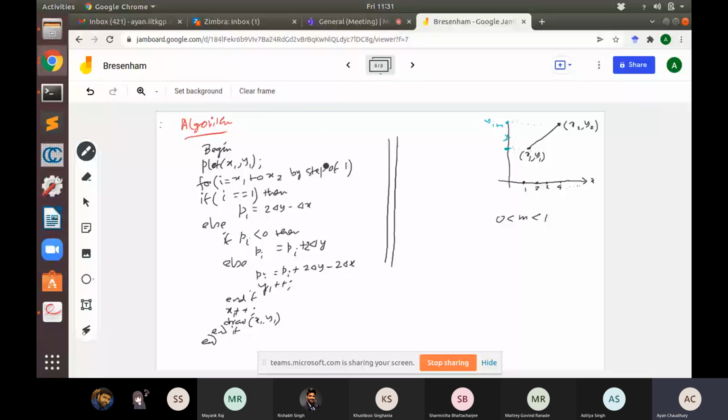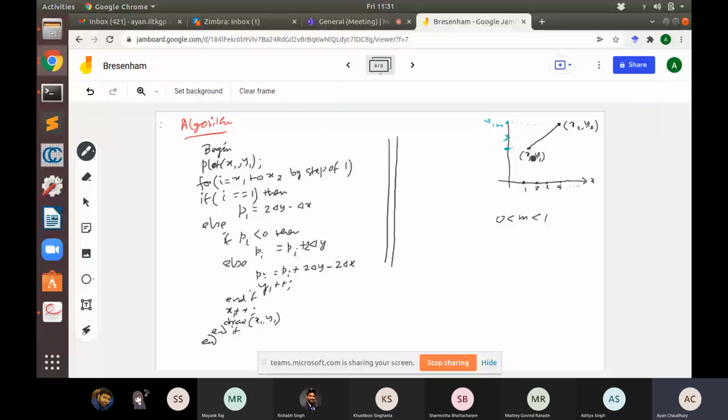Okay. Sir, x2 value will be given in the question, isn't it, sir? Yes, you have to tell that we want to draw a line between x1 y1 and x2 y2. Otherwise, how can you draw a line? You have to specify the beginning coordinate and the end coordinate, and then you draw a line between these two. And any other information like slope and other things?